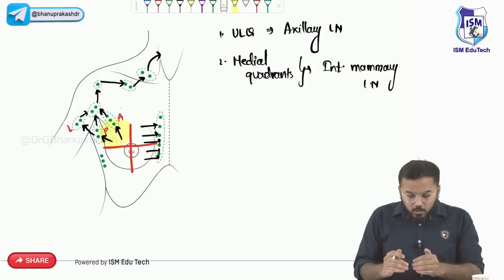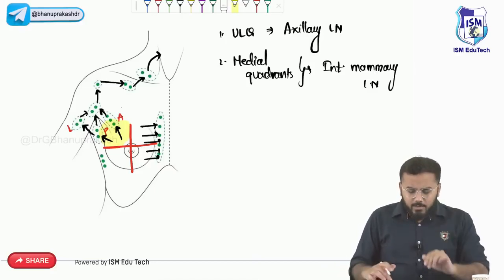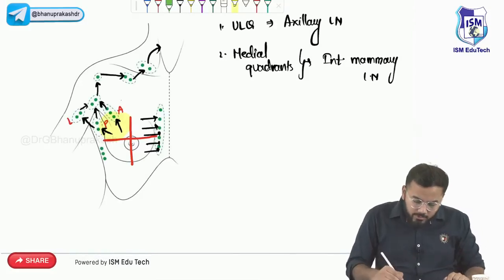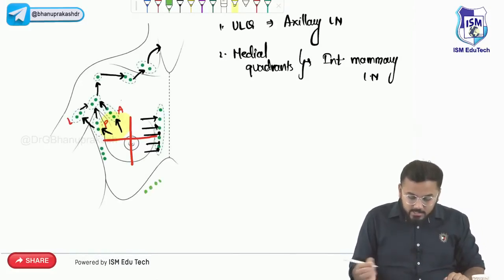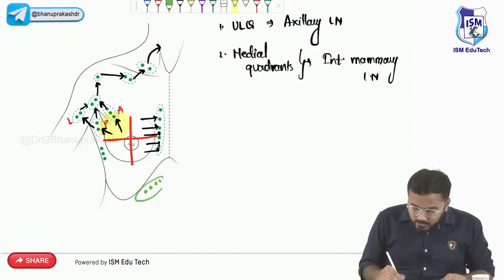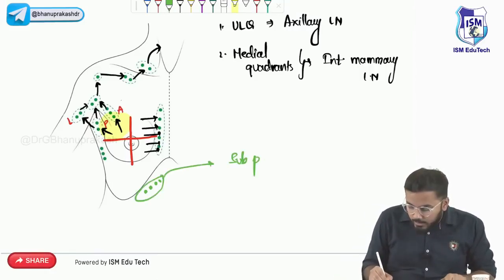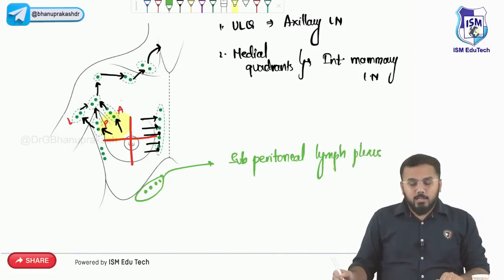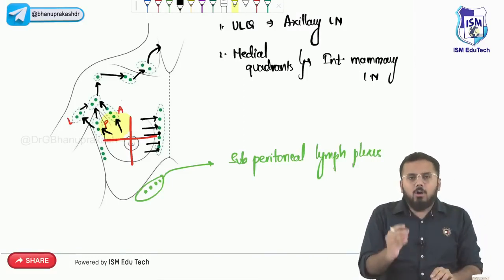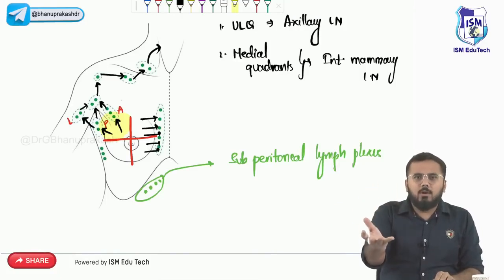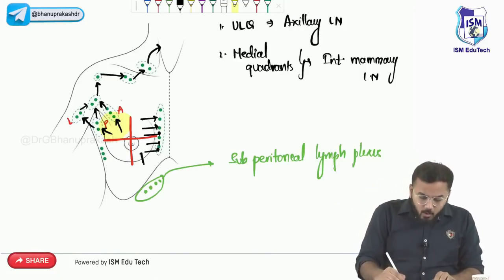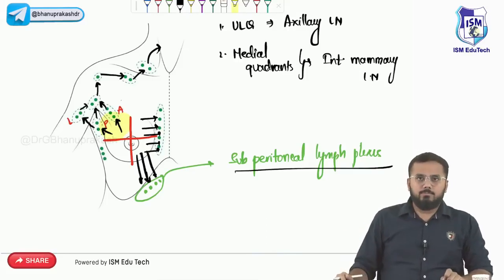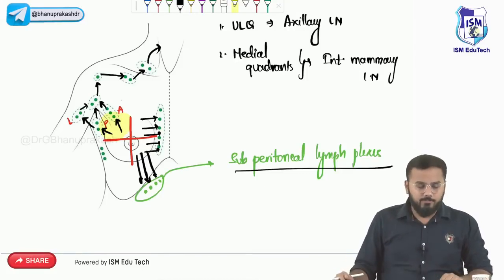Okay? Then what about these two lower quadrants here? Very, very simple. I already told you that you even have a plexus here, right? What is this? Subperitoneal lymph nodes. This is also called subperitoneal lymph nodes or subperitoneal lymph plexus. Occasionally, let us say 3 to 4% of the time, the lower quadrant will drain into this subperitoneal lymph plexus.